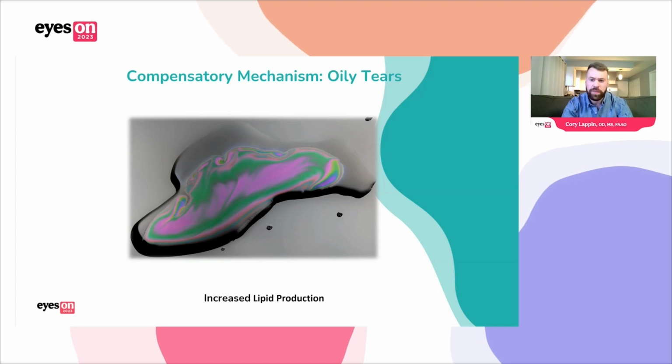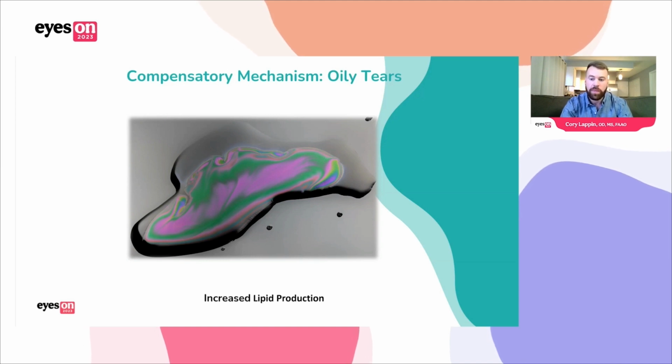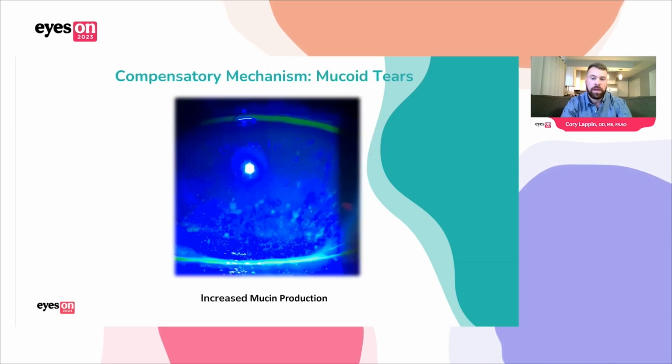Another example you have likely encountered in patients are patients displaying excessive lipid production. And when you look at their tear film, it'll almost have an oil slick-like appearance to it. And this can actually stem from cases of aqueous deficiency, as meibum production is increased in an attempt to compensate for a lack of aqueous production. And such compensatory action can also occur with the third major component of the tear film as well.